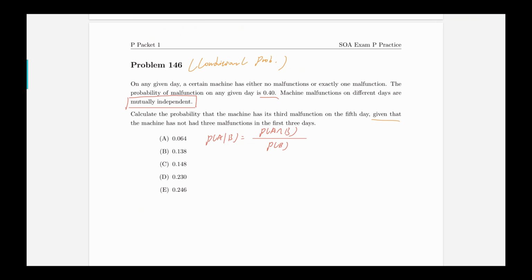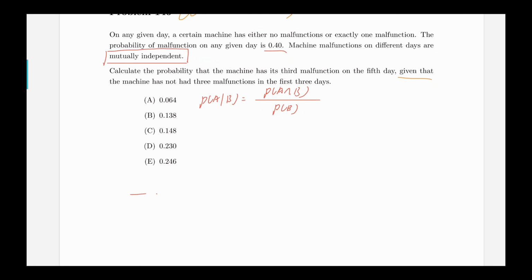So basically, let's find the probability that the machine had its third malfunction on the fifth day, and also has not had the three malfunctions in the first 3 days. This is basically equivalent to the first condition, because if it has the third malfunction on the fifth day, there's no way that the machine has had three malfunctions in the first 3 days. So let's list all the possibilities. For day 1, day 2, day 3, day 4, day 5, there's going to be one malfunction on the fifth day.